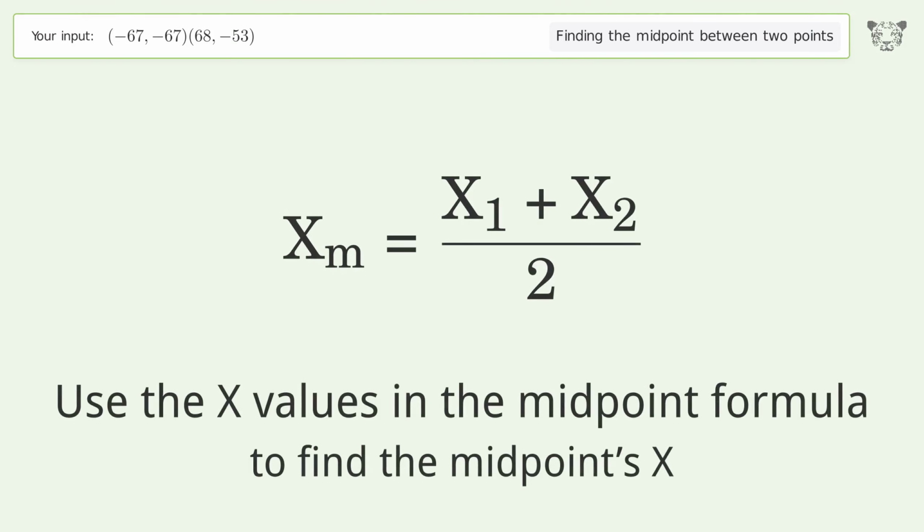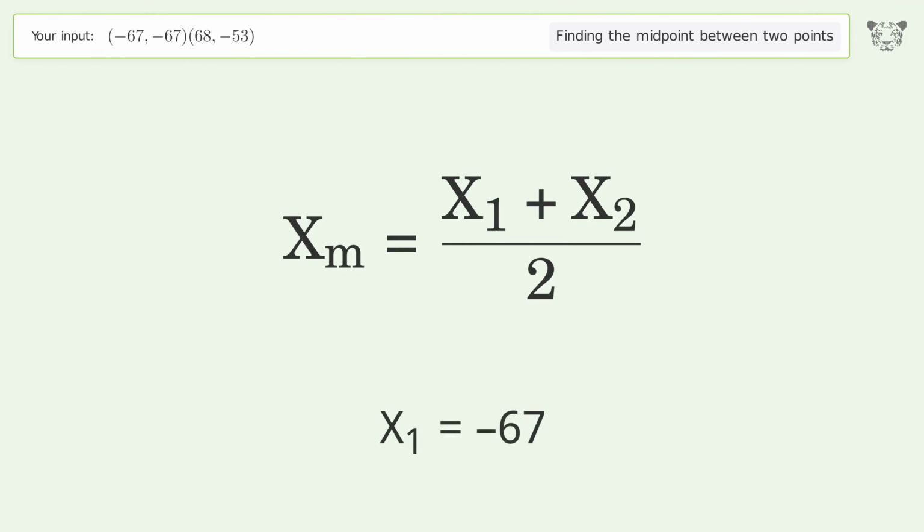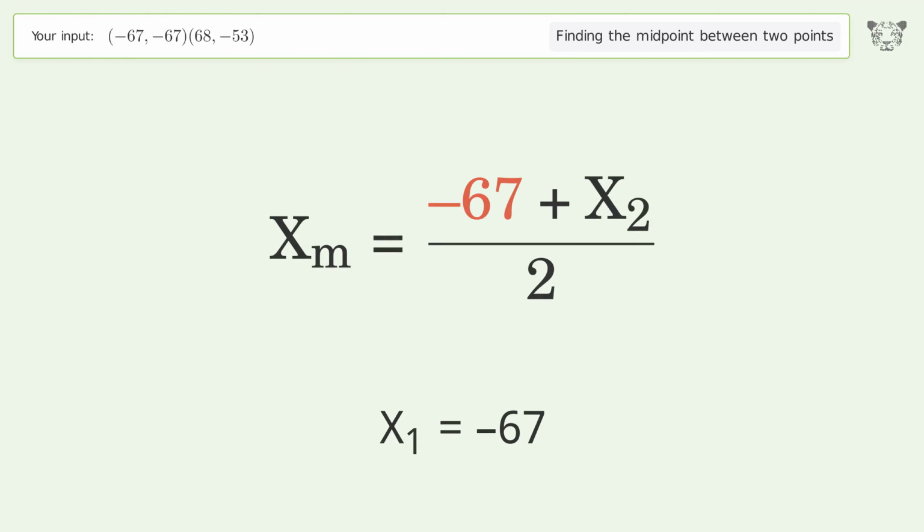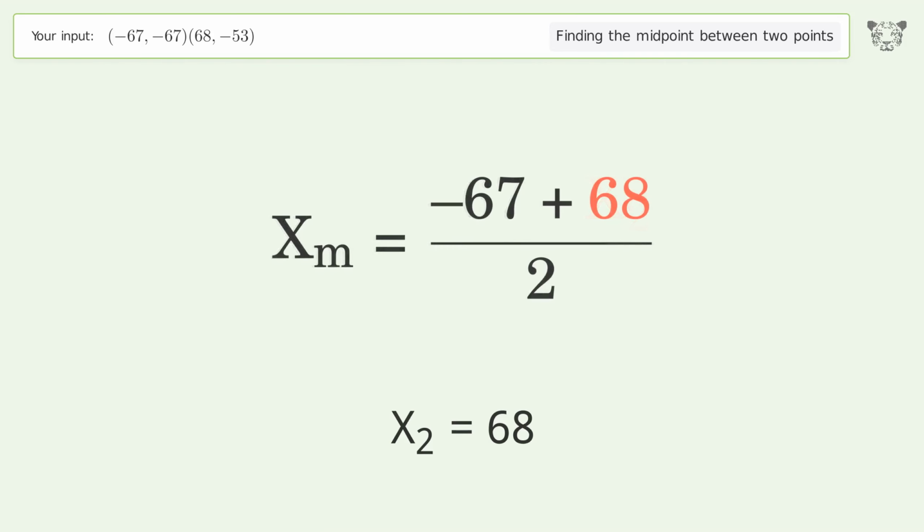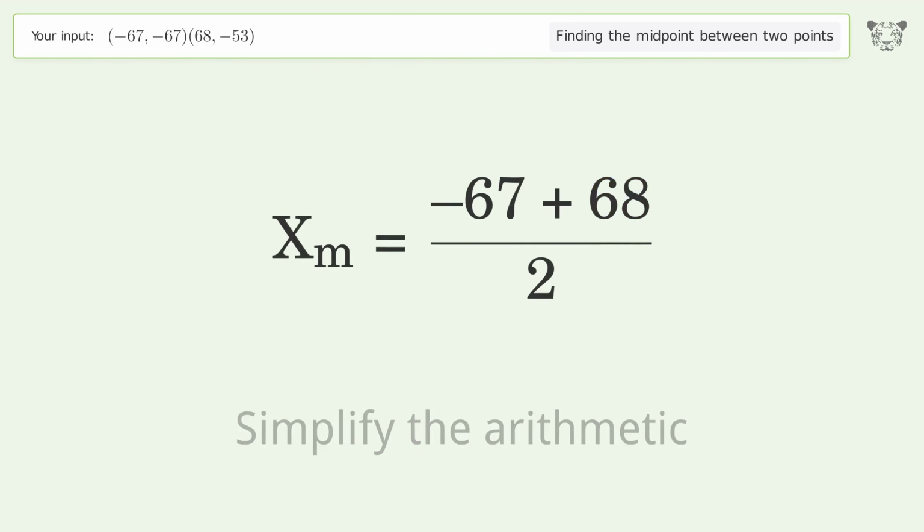Use the x values in the midpoint formula to find the midpoint's x. x1 equals -67. x2 equals 68. Simplify the arithmetic.